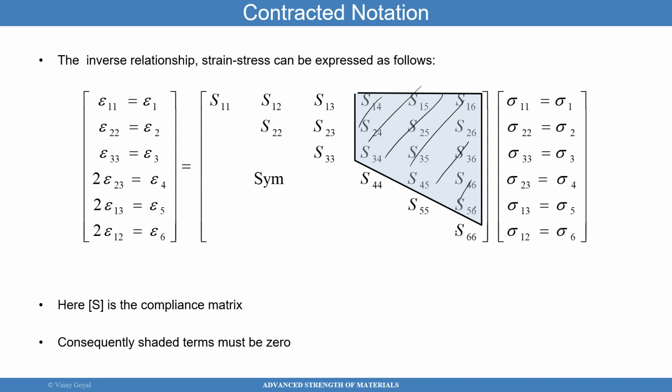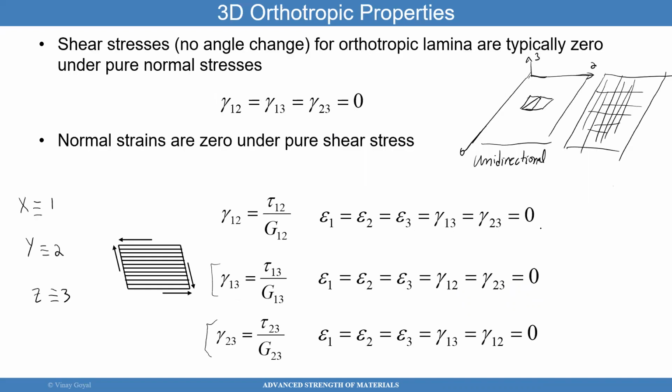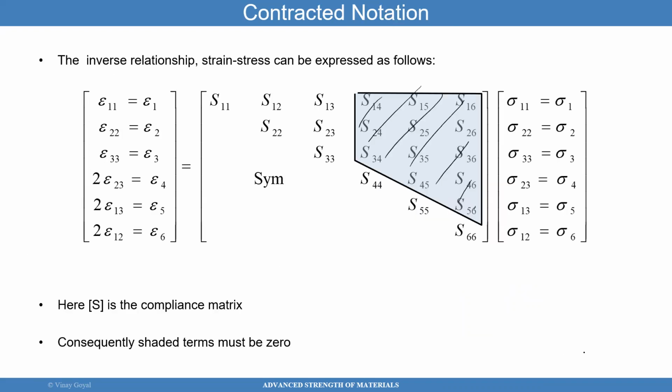And they have to be zero because of the reason that we just discussed. And you can check at home that this is true. If this is true, you can check that the shaded terms have to be zero. There's just no other choice.